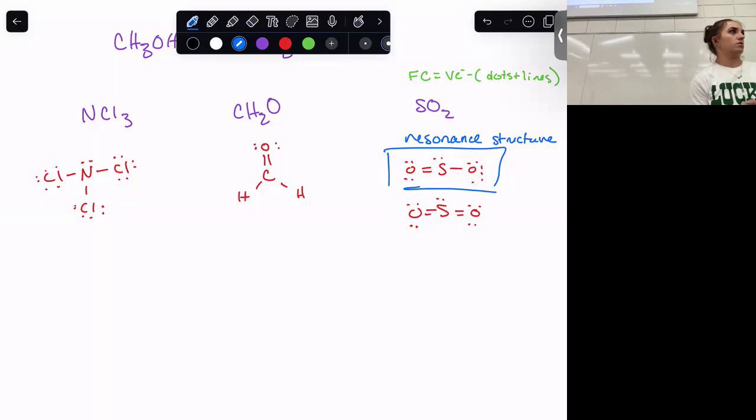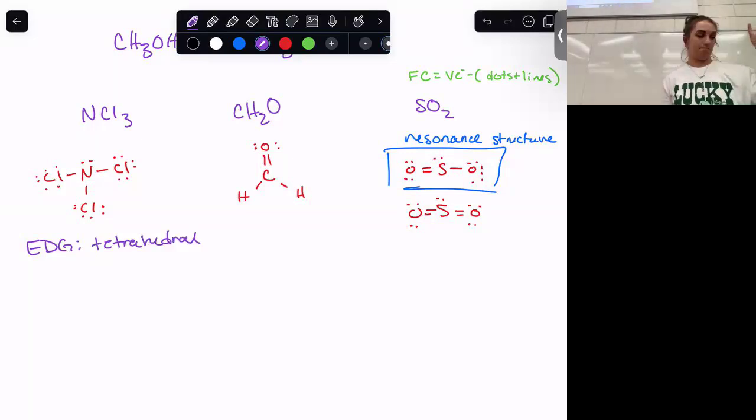Any other questions? Okay. When we look at NCl3, what is the electron domain geometry? Tetrahedral. And why is that? Good, we have 4 electron domains. We have 3 from the bonds and 1 from the lone pair. Everyone sees the 4 electron domains.